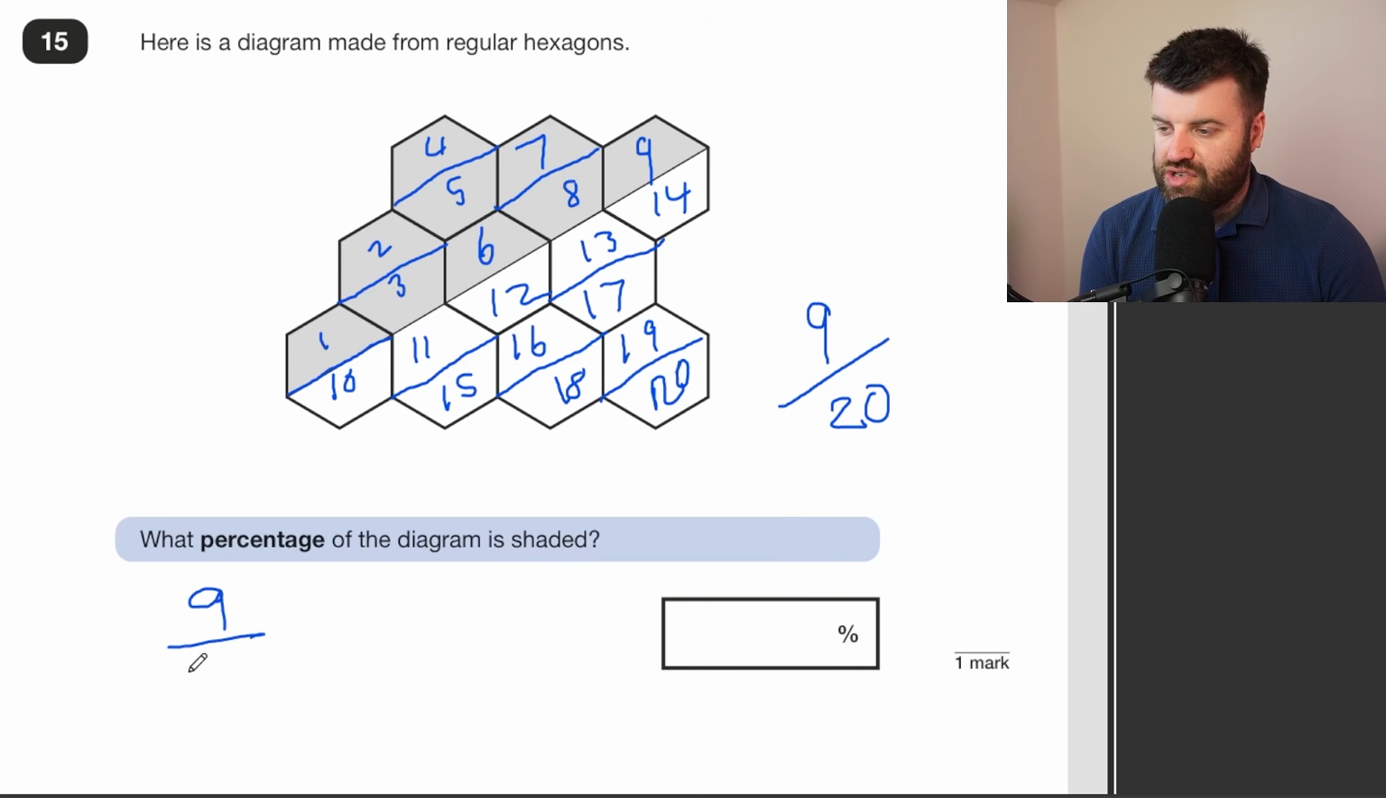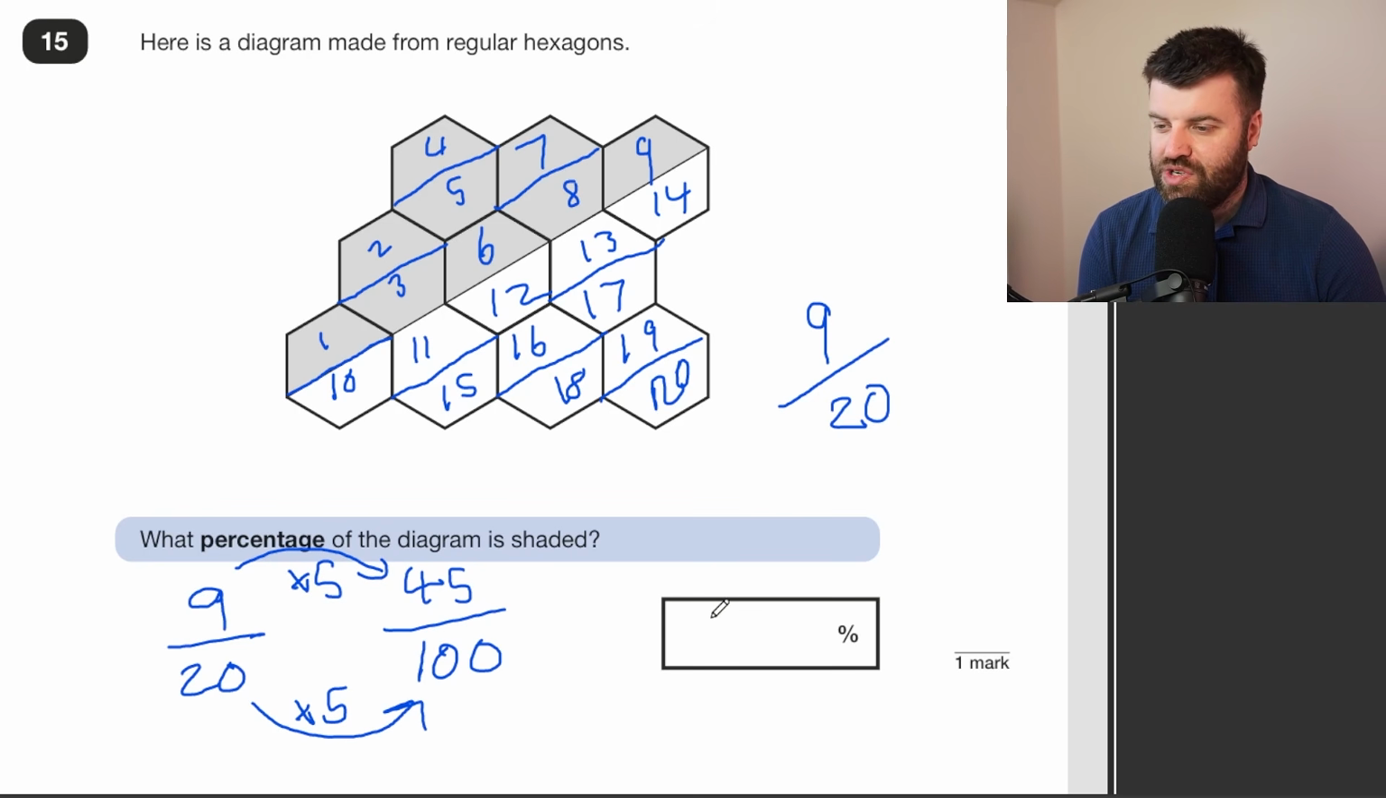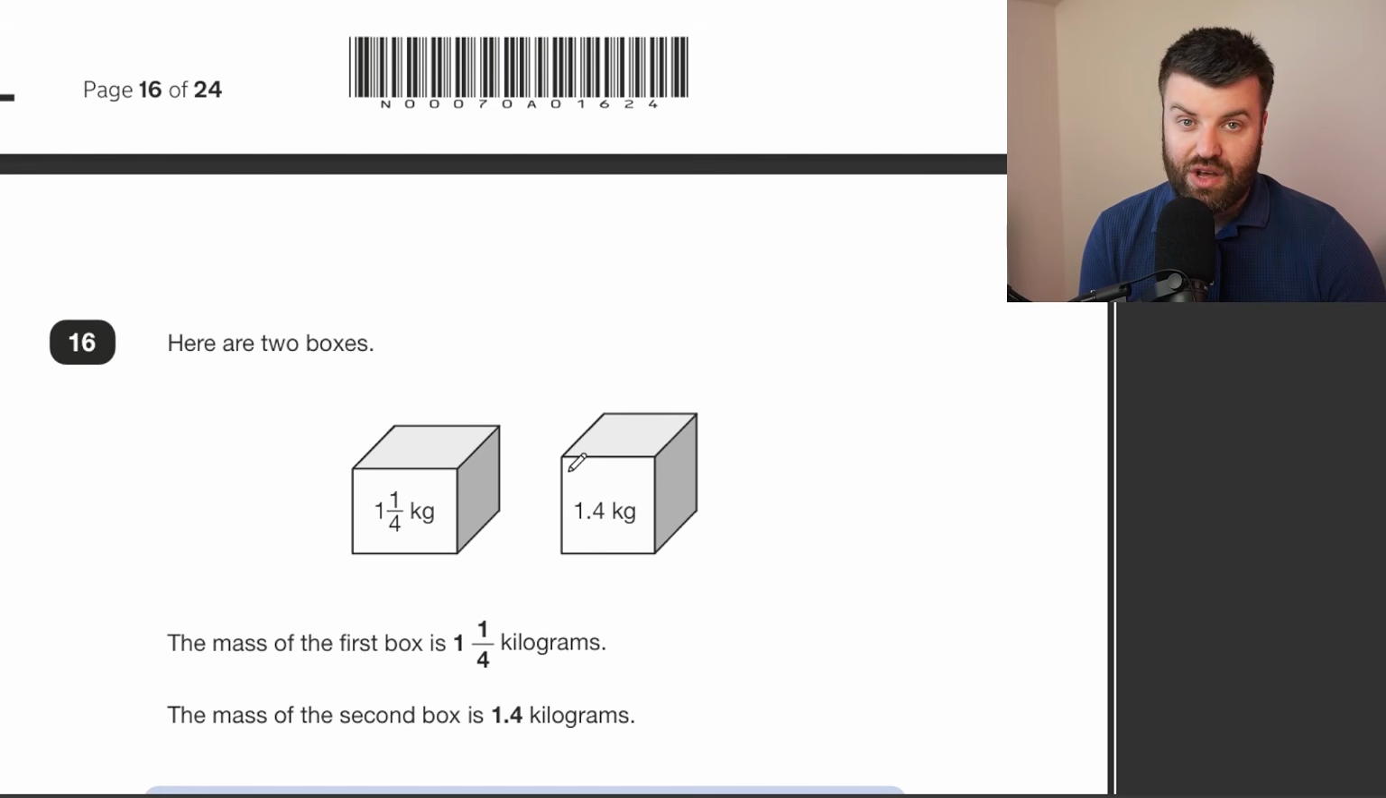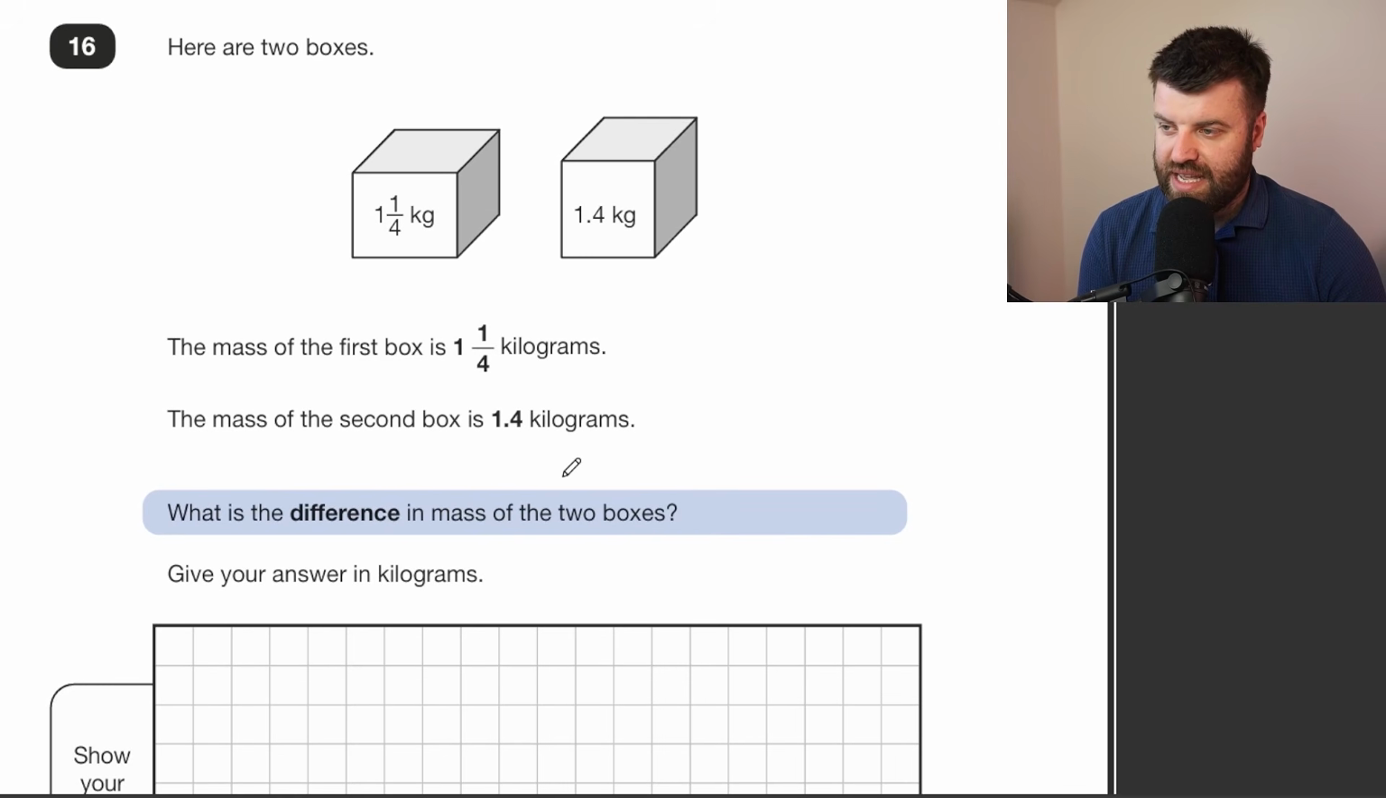And percent literally means per 100. So what we essentially have to do here is make the denominator out of 100. 20 times 5 is 100. Do the same to the top, and we get 45 out of 100 once we multiply 9 by 5, which means the percentage is 45%. A tricky question for 1 mark there, I've got to say, but it's combining lots of different maths, which we should absolutely be able to hopefully access by the end of year 6.